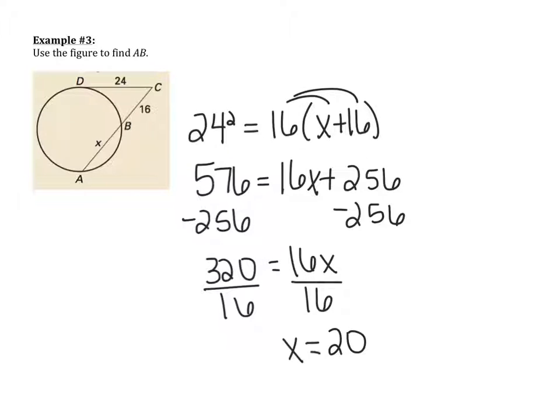But remember, we weren't just asked to find x, we were asked to find the length of AB. So, since AB is what x is equal to, since x equals 20, that means that AB is equal to 20.